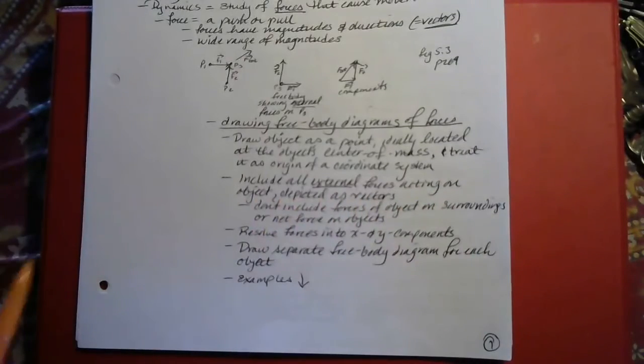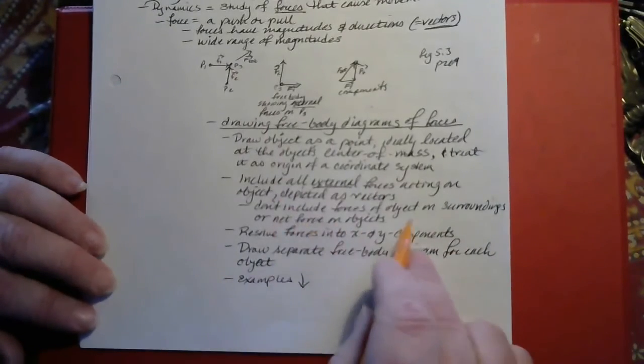Secondly, you include all of the external forces acting on an object, depicted as vectors, and you try to reproduce their directions and magnitudes as accurately as possible. Don't include any forces of the object on the surroundings or the net force on the object. We'll work that out later.